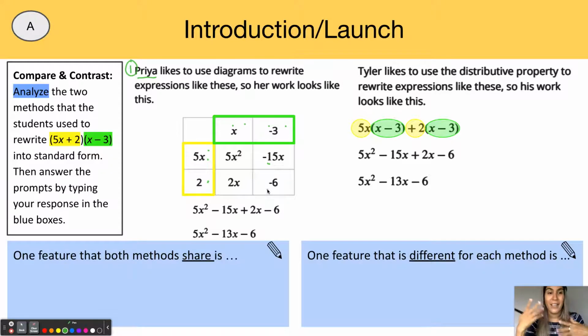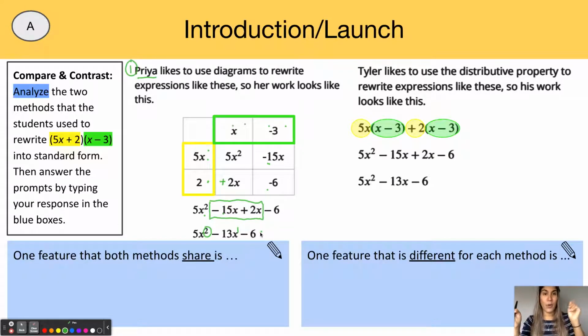So now Priya has her individual terms, and she goes ahead and rewrites the 5x squared minus 15x plus 2x. Remember, this is positive, so she put plus 2x minus 6. In this step, she noticed that she has like terms, negative 15x plus 2x. So she combined them. And because she wrote it in standard form, she is left with 5x squared minus 13x minus 6. It goes from highest to lowest degree, so it's already in standard form. So that is what Priya did.